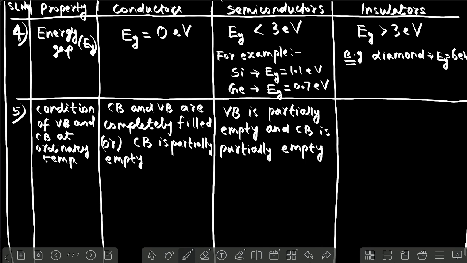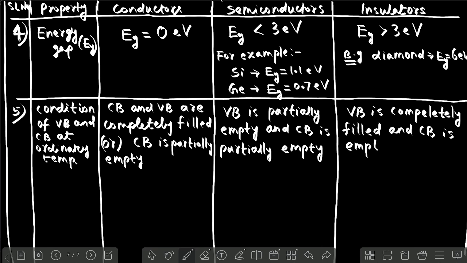Okay, now listen, for an insulator, valence band is completely filled and conduction band is completely empty. Okay, right, valence band is completely filled and conduction band is empty, fully empty, or you can tell unfilled. Yes or no?